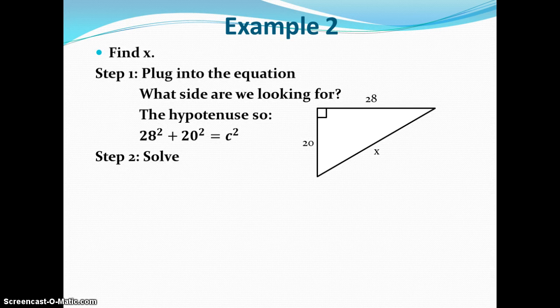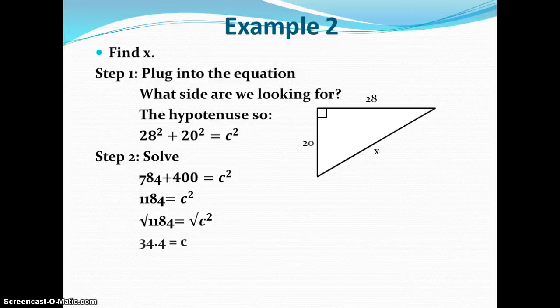So now we're going to solve. So 28 squared equals 784 plus 20 squared, which is 400, equals c squared. Add those together to get 1184 equals c squared. And then we take the square root of both to get rid of the squared, and we get 34.4 equals c.